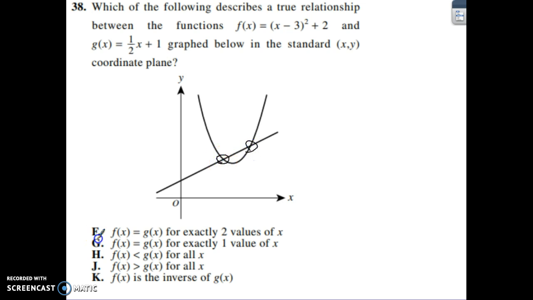So I'm going to go ahead and circle that one because that's definitely true, but I'm going to double check our other ones just to make sure. F of x equals g of x for exactly 1 value. So again, that would mean those lines only cross once. That's definitely not the one we need.